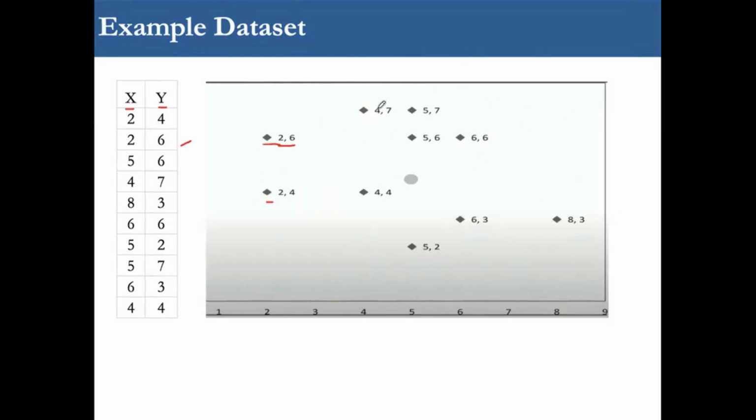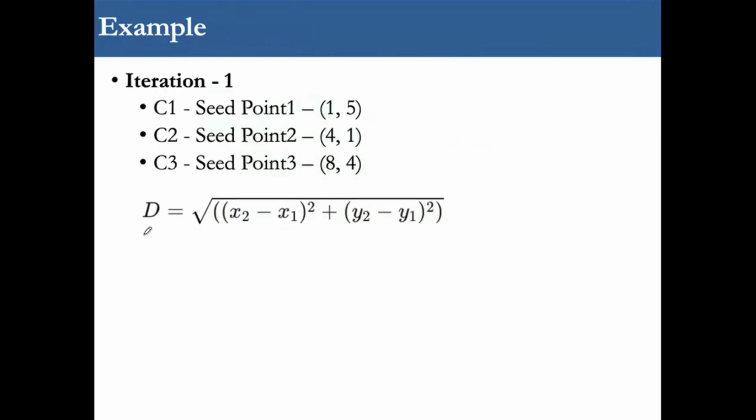Now we are going to group these into clusters. So the first step is we need to select the number of clusters. Here the number of clusters selected is 3. So in the first step, we need to find the seed point or the center point for each cluster based on the given data points. Now in this example, I have chosen some random seed points, 1, 5, 4, 1 and 8, 4, as the cluster centers for 3 clusters.